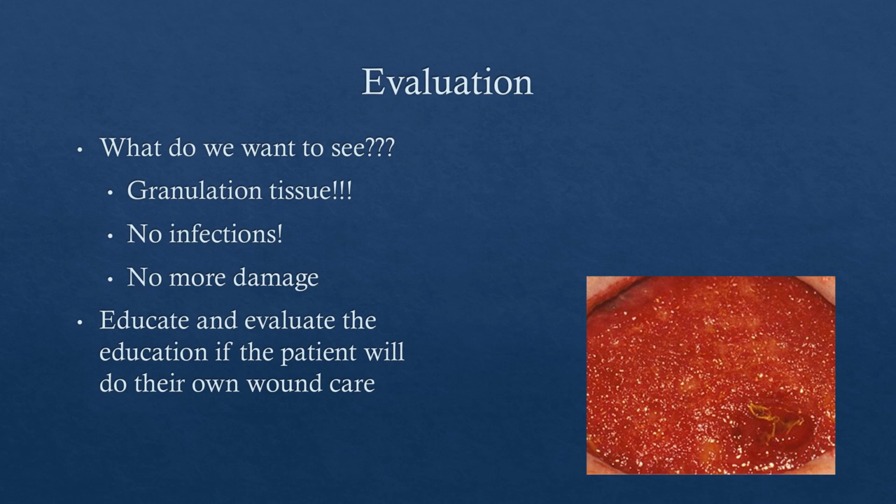We evaluate the wound base to see if we have healthy tissue growth. This healthy tissue is called granulation tissue, and it's red, moist, and has almost like a cobblestone road appearance. This is good tissue. This is what we want to see. This means the wound is healing and that what we're doing is working. We also want to evaluate for any signs and symptoms of infection.